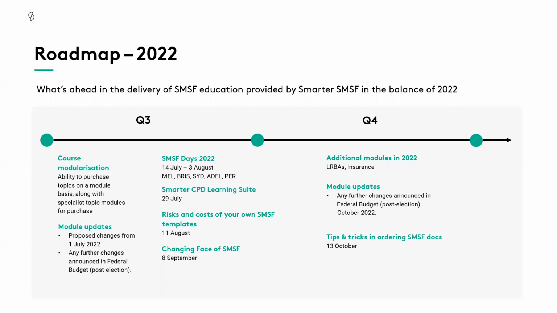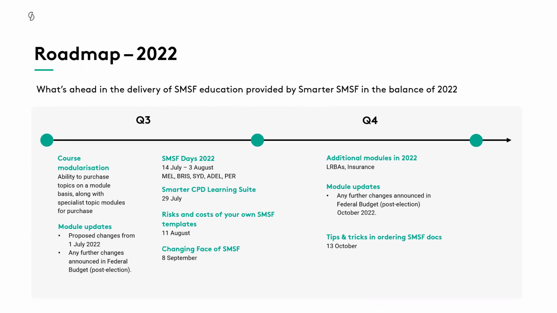We do envisage another couple of modules to be added, whether they're added into the suite here, to the course itself, or added in generally as modules. They relate to LRBAs and insurance. So whether we get both of those done this year, we're not sure, but we will definitely get at least one of those done. We also expect further updates around the start of Q4. We are expecting a further federal budget with the now Labor Party in October, the last week of October 2022.